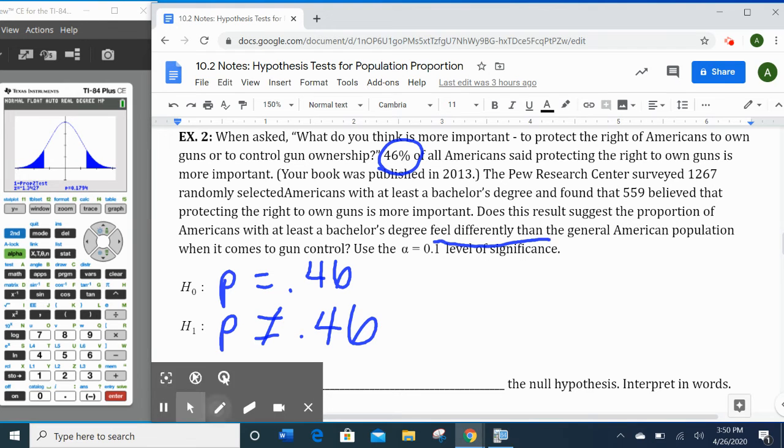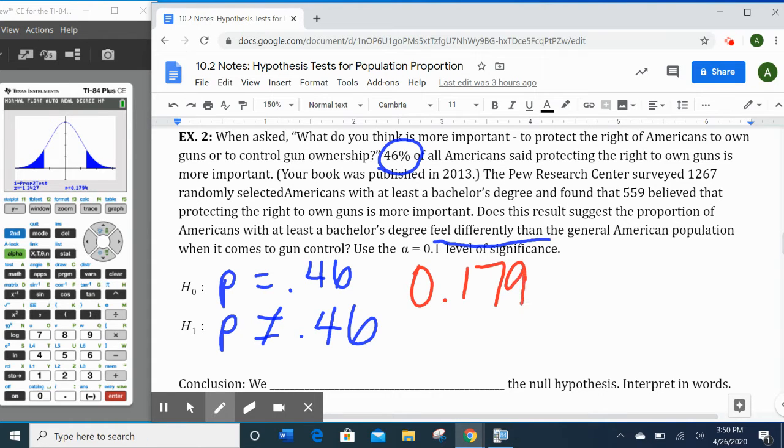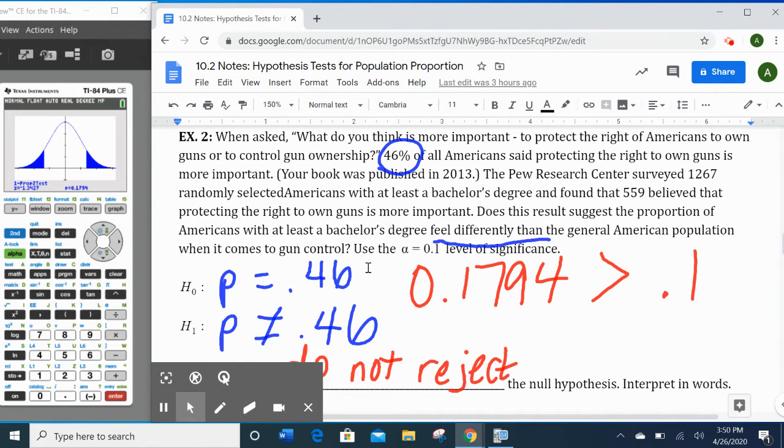So what I arrive at, lots of P's here, the P value that we're analyzing is 0.1794. And I'm comparing that to my level of significance of 0.1. So since that is greater than 0.1, do you remember? Do not reject. So let's interpret what that means. Do you remember? If not, let's scroll back up.